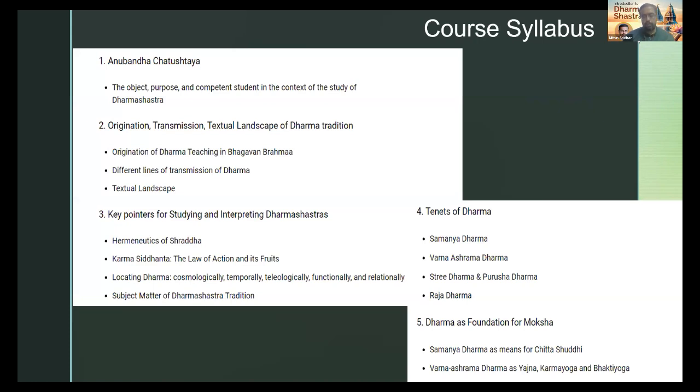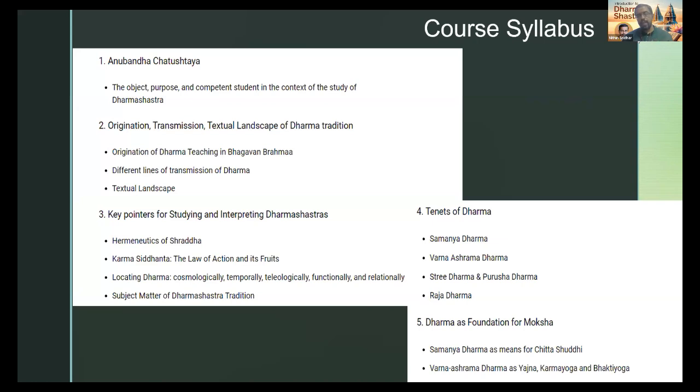And then we will come to some core tenets of dharma. We will look into Samanya Dharma, Varnashrama Dharma, and briefly Stri Dharma, Purusha Dharma, Raja Dharma. Again, it's a very vast thing. We won't be going into detail in any of them. We will be touching upon concepts.